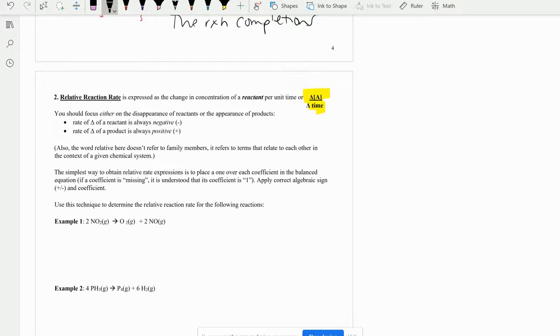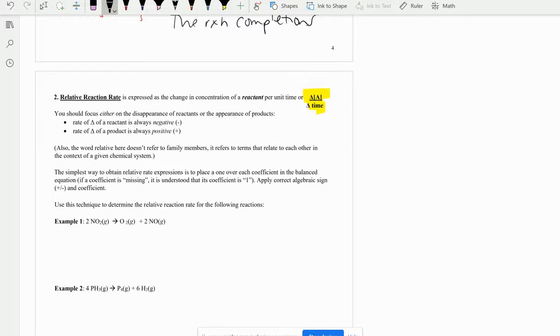All right, so you are also going to need to apply the correct algebraic sign. So you'll use a positive sign for products, and you will use a negative sign for reactants. Do you remember why? I mentioned it just above in instantaneous rate. It's negative for reactants because those are disappearing with time. And it's positive for products because they are appearing over time.